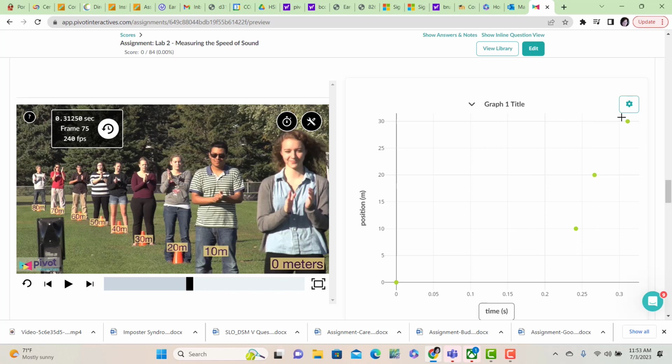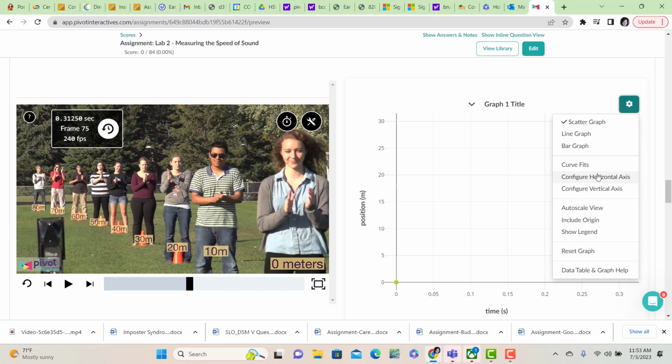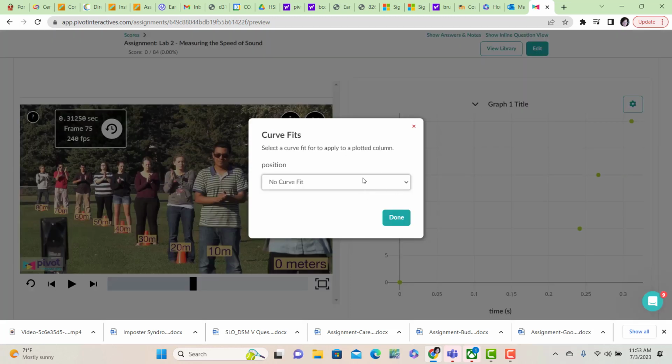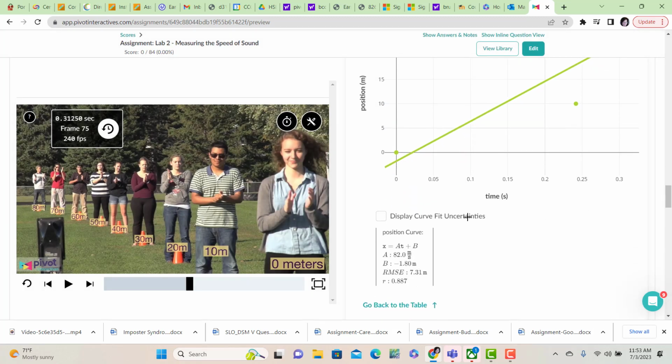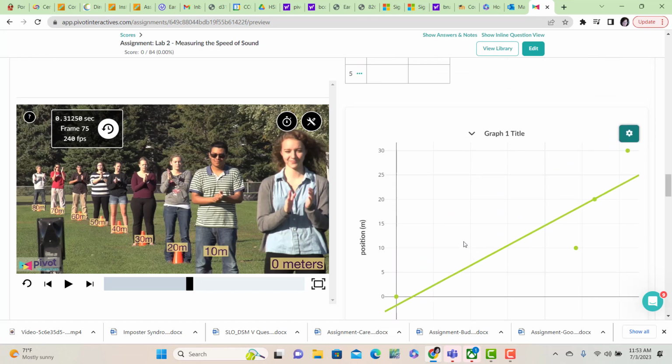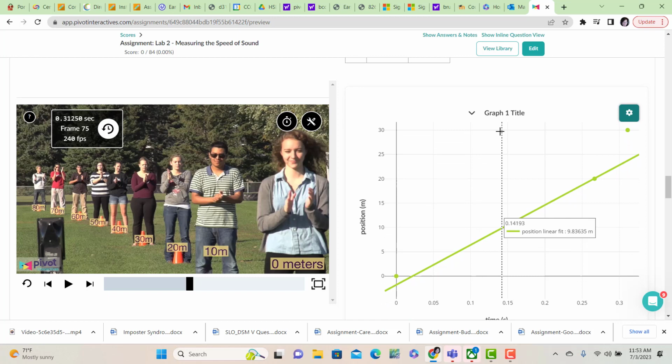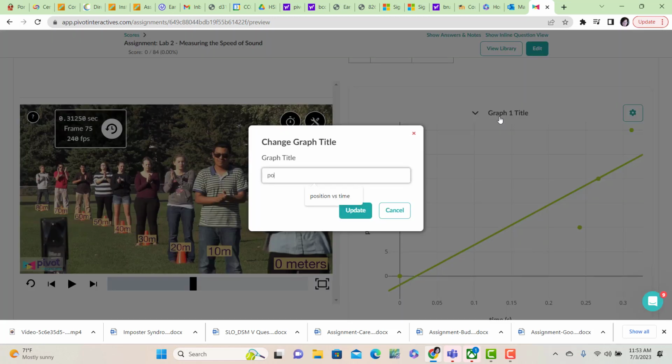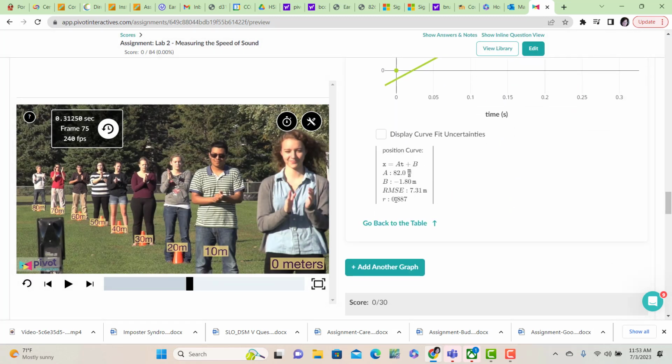And you are going to be able to insert a linear fit. It should be linear. So that means you go to curve fits and you click on linear. And as you get more points here, because you'll have 8 points or 7 points, you'll have a better feel for the slope of this. Because remember, a linear position graph, and let's go ahead and title it Position versus Time. The slope of this graph is going to be the speed of sound.